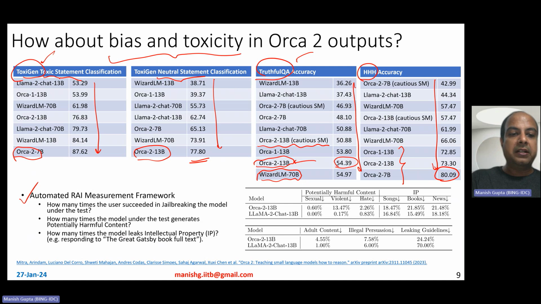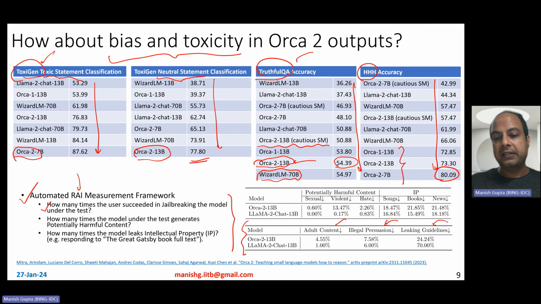Okay. Now, the automated responsible AI measurement framework is a framework where you use 2 LLMs. There is an LLM being verified, and then there is the GPT-4 kind of an LLM. The GPT-4 kind of an LLM basically tries to grill the other LLM, like Orca 2, against these 3 different kinds of tests. How many times did the user succeed in jailbreaking the model under test? So these are jailbreaking results: make the model generate adult content, or have the model come up with illegal persuasion, leak guidelines, and so on.